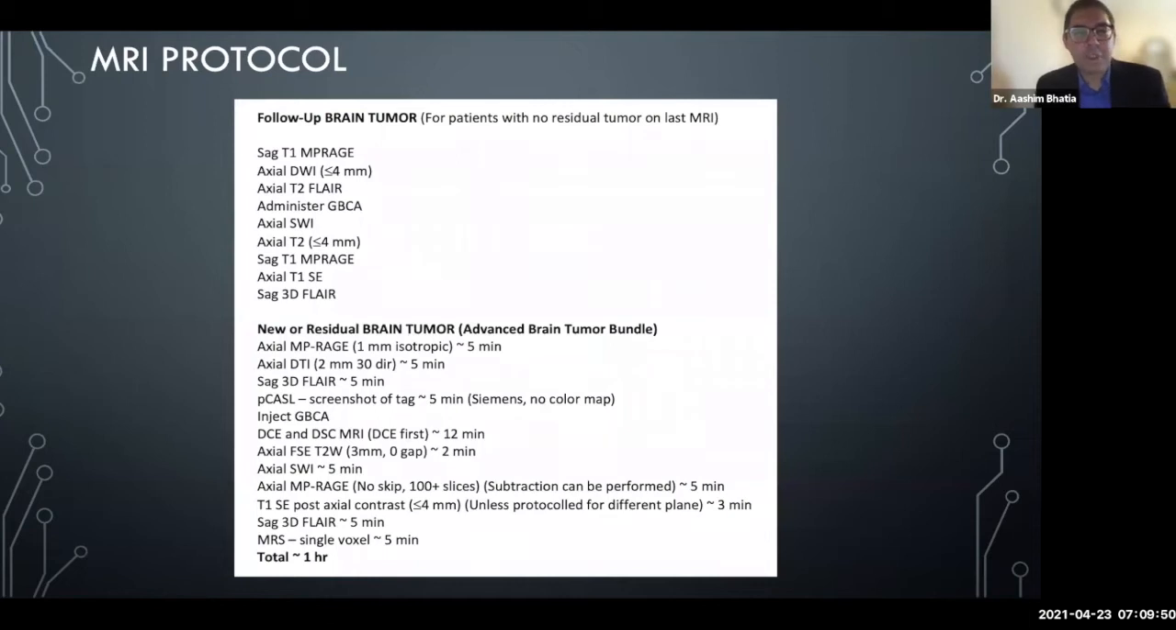And everyone always asks, what's your brain tumor protocol? So I kind of just put a quick flash of what our protocol currently is being worked on. So this is kind of our goal. If you have a patient with no residual tumor on the last MRI, it's kind of a follow-up quick MRI. And we also have an advanced brain tumor protocol for our newer residual tumor. So it includes a little more advanced imaging, such as ASL or perfusion imaging.